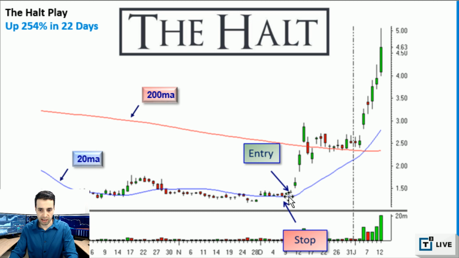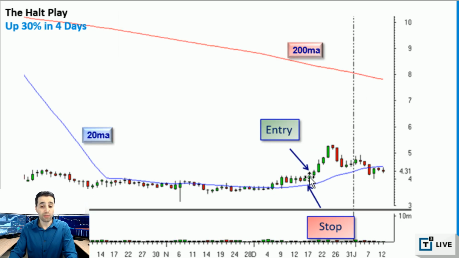And as you can see here, 254% in just 22 days. I took all these pictures on the same day here, the 12th. Every single one of them. This is my favorite. The halt play is my favorite swing and long-term play.